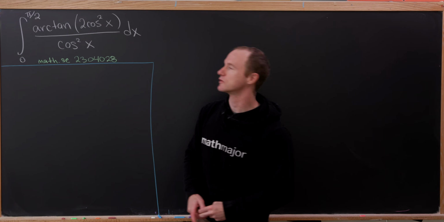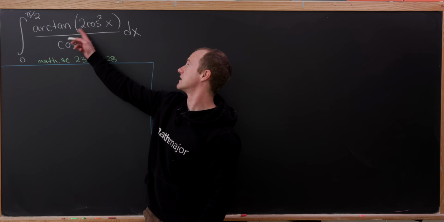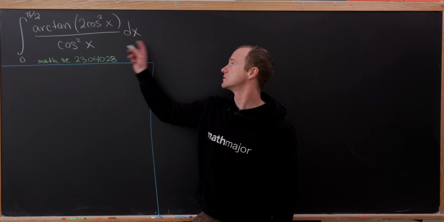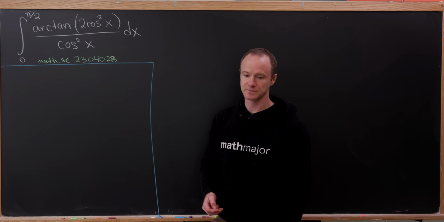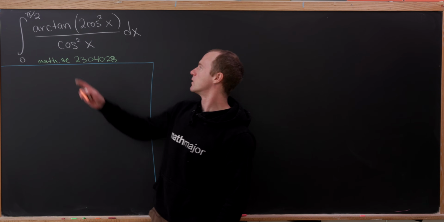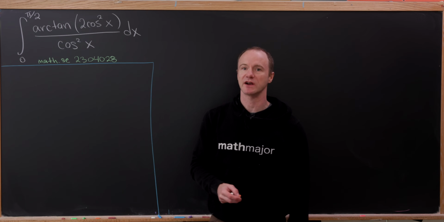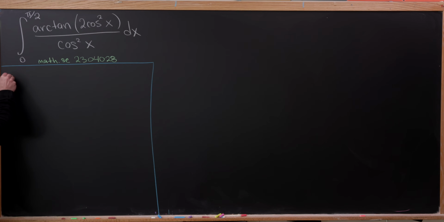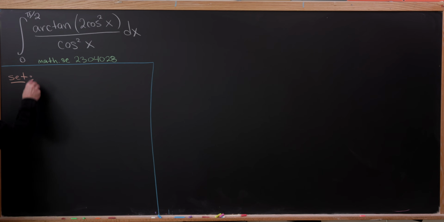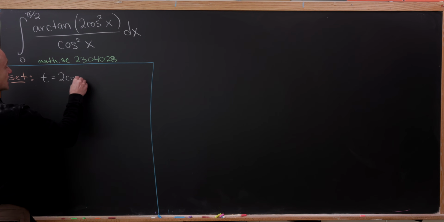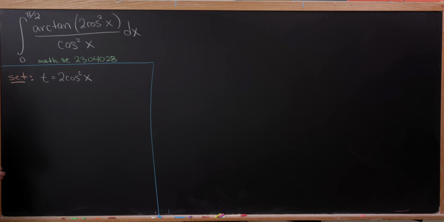The integral from 0 to pi over 2 of the arctan evaluated at 2 cosine squared x, all over cosine squared x, dx. Okay, so let's see what substitution we might start with. Since 2 cosine squared x is within this arctangent function, that's maybe an obvious first substitution. So that's exactly what we'll do. Let's set t equal to 2 times cosine squared x.